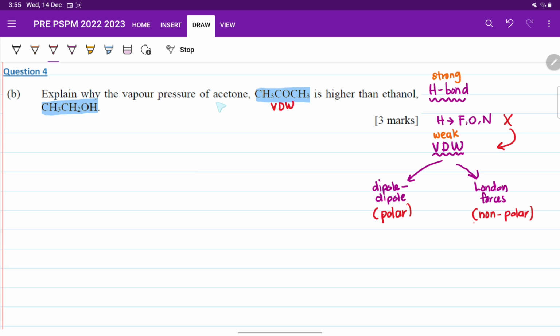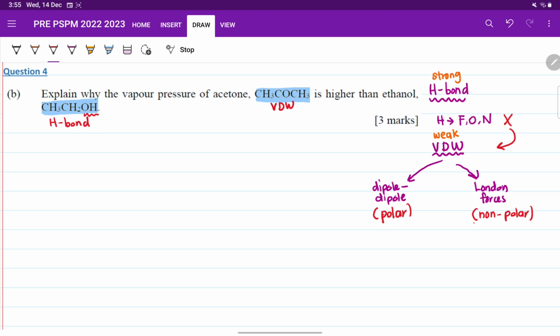Okay, now, kita tengok pula kita punya ethanol. So, this ethanol, as you can see over here, okay, again, ask yourself, does ethanol has hydrogen bond? Okay, ada tak hydrogen yang bonded kepada oksigen? So, kita ada dekat belakang dekat sini. Okay, so for this one, it will be hydrogen bond.